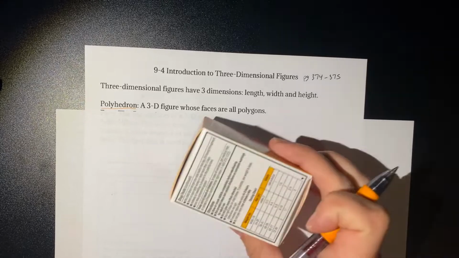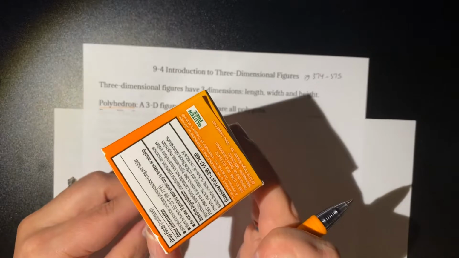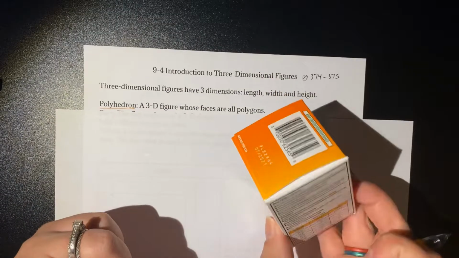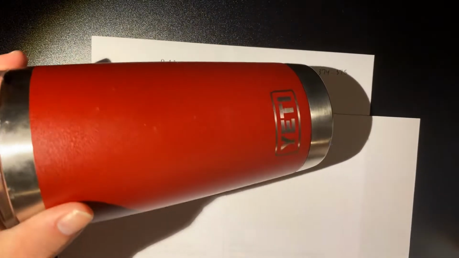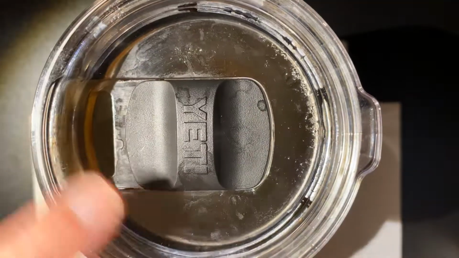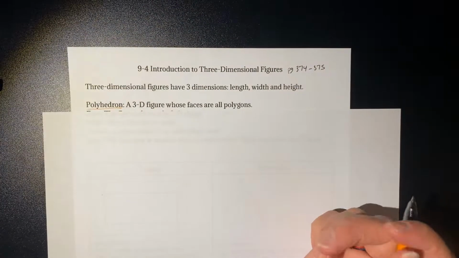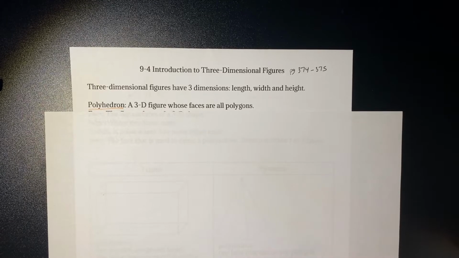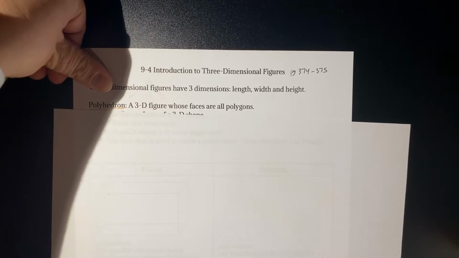All right, so this is a polyhedron because every single side of my shape is a square or a rectangle. This is not a polyhedron because this circle is round, and polyhedron means many sides. This doesn't have many sides, it's round, all right? Sorry, polygons, not a polyhedron.